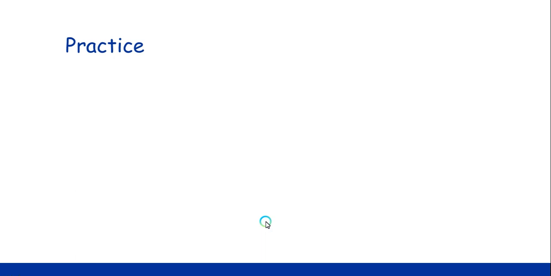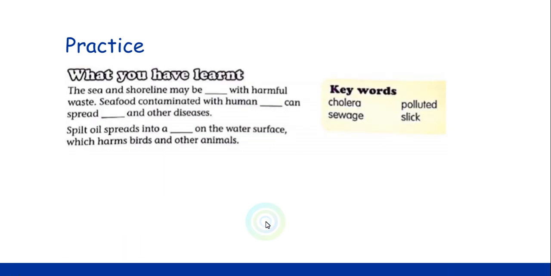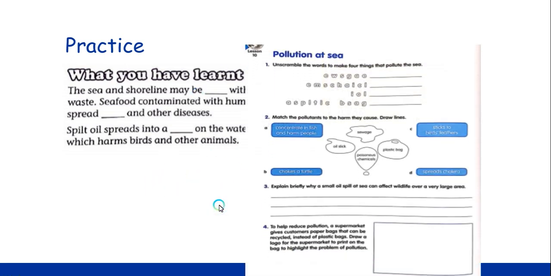Now, here is our practice time. What have you learned? We have some keywords which you can use. We have cholera, we have sewage, we have polluted, we have sleep. So you make use of the keywords to fill in what you have learned. And also, this is the workbook, Pollution at Sea. You have to answer all these questions using the video and your textbook as your resources.